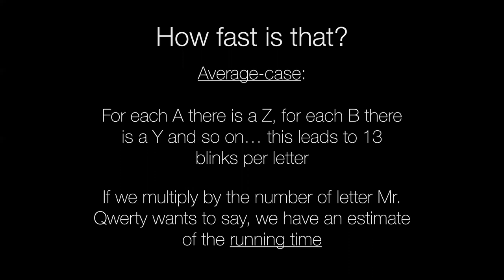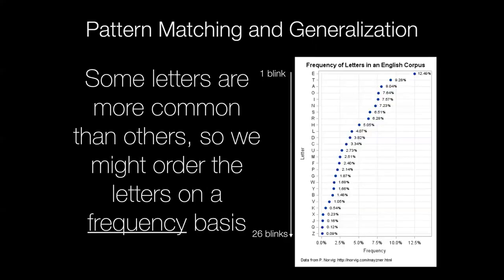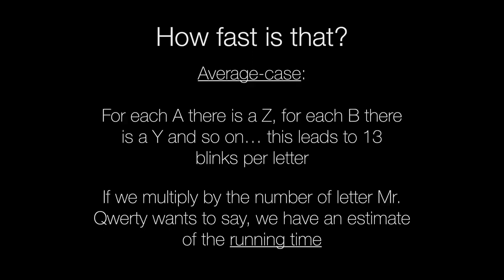In this case, we consider the alphabetical order, okay? Otherwise, we might say for each E, there is a Z, for each T, there is a Q, for each A, there is a J, for each O, there is an X, and so on, okay? If you do that, the estimate basically is the same. You go up to 13 blinks per letter. That's the average case, okay?